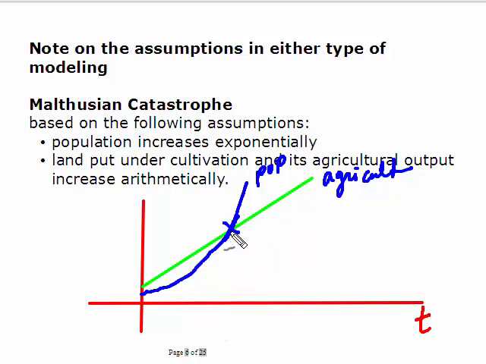After that, of course, there's starvation, famine, widespread disease, and of course population has to take a nosedive, and then we can start up again. So that's a Malthusian catastrophe. Now the question is, are those assumptions valid?